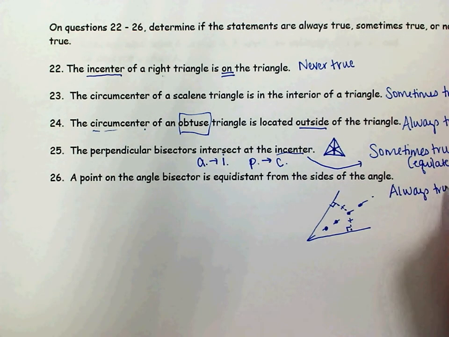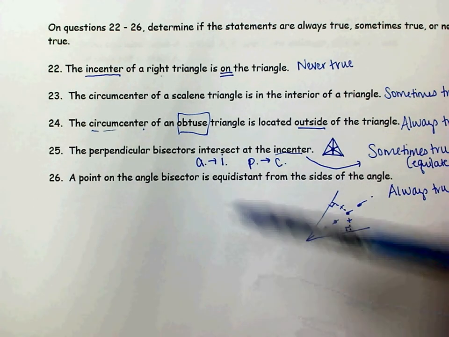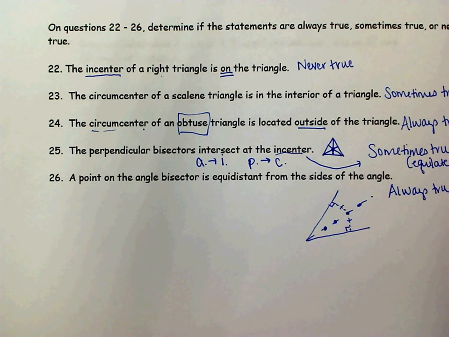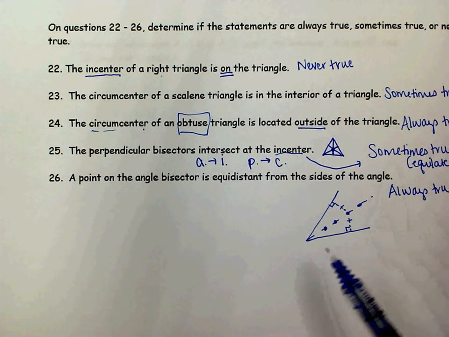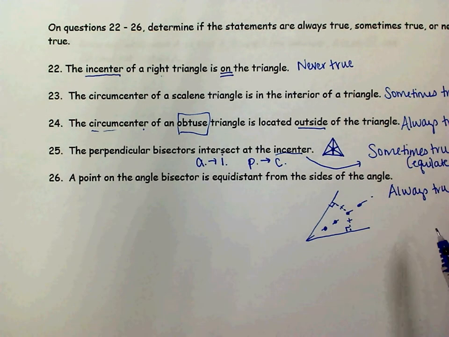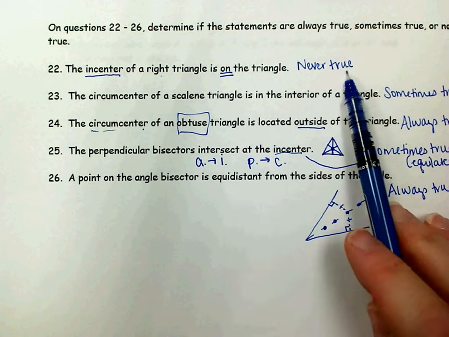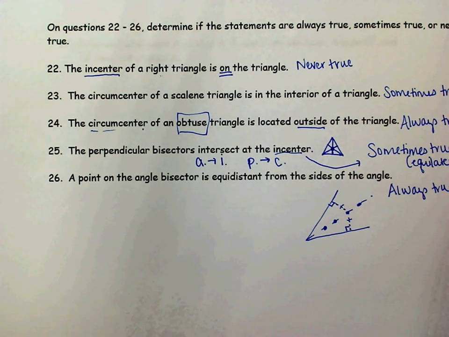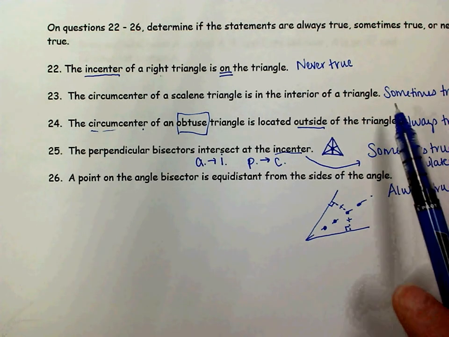So you're really going to have to know the terminology from topic 1 and your properties really, really well. Only say always true if there's not ever a time when it's not. And only use never true if there's never a time that it is true. If you can think of one time where it's true but all the others are not true, then you want to put sometimes true.